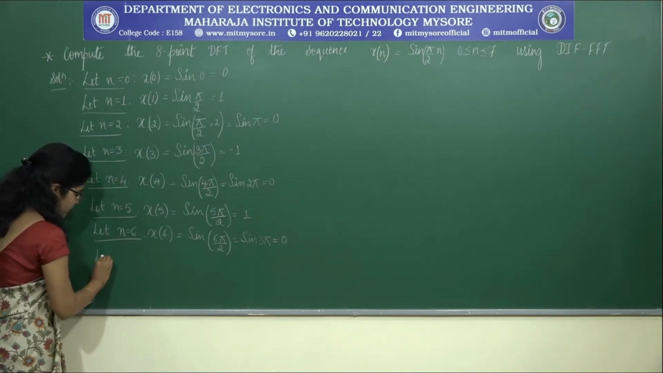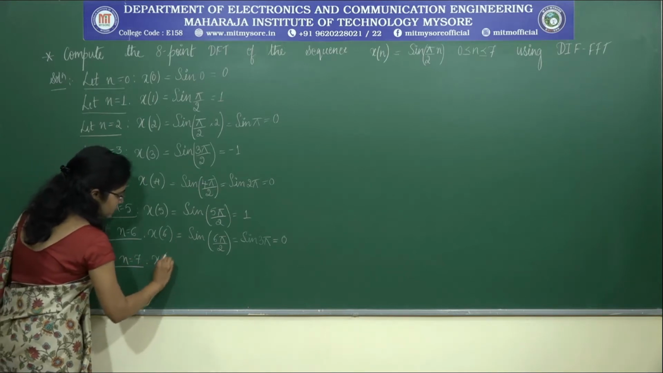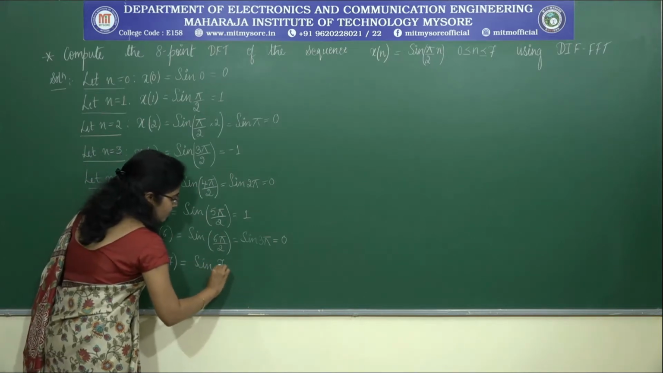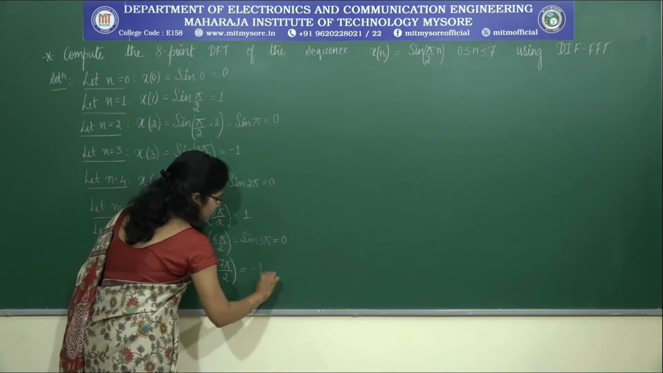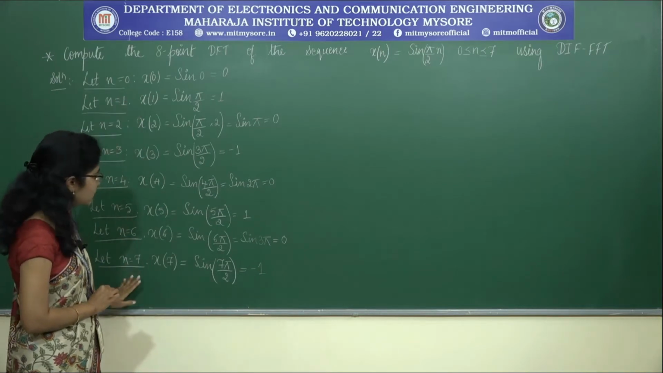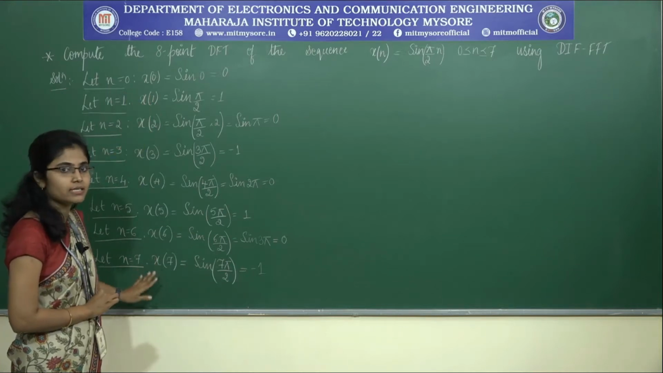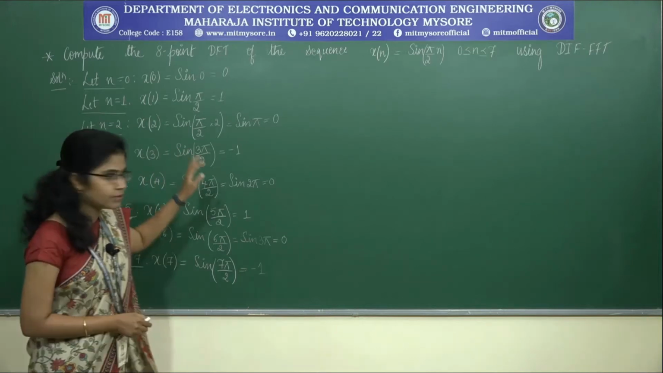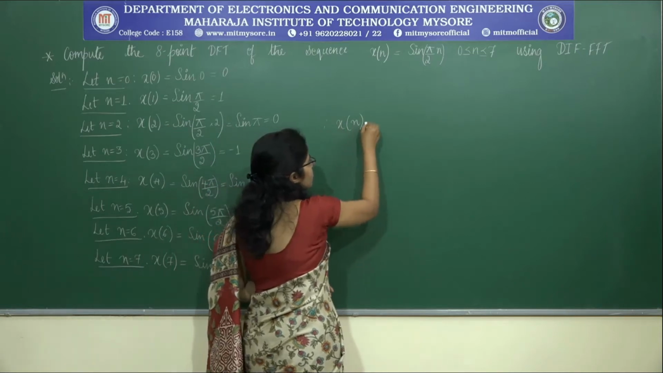The last value of n is 7. The value of x of 7 will be equal to sin 7 pi by 2, which is equal to minus 1. So, what we did? We substituted the values of n from 0 to 7 and we found out the values of x of 0 up to x of 7. Now, let us tabulate these values and let us find what is x of n.